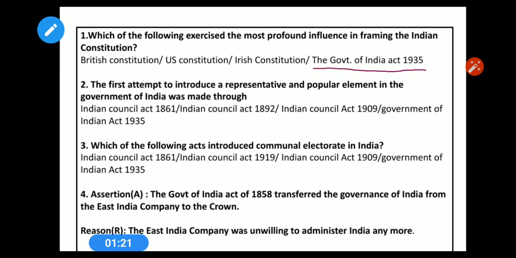Second question: the first attempt to introduce a representative and popular element in the government of India was made through. Options are Indian Councils Act 1861, Indian Councils Act 1892, Indian Councils Act 1909, Government of India Act 1935. The right option is the first option, the Indian Councils Act 1861.